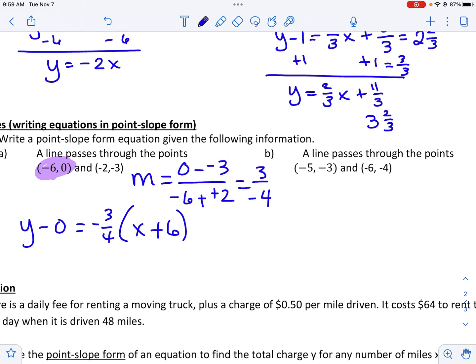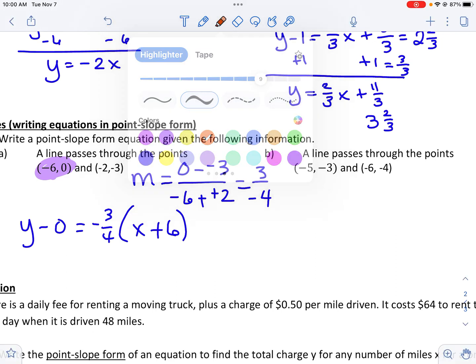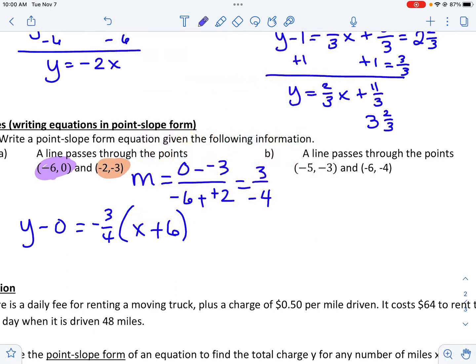So that's one option. If you don't like that option, then you could have chosen, let's make it a different color, this one. And I'll go ahead and make it in red so you can see the difference. Y minus -3 is equal to -3/4, parentheses, x minus -2. Both of those equations would simplify to give me the same equation in slope-intercept form. So either one of those is acceptable.